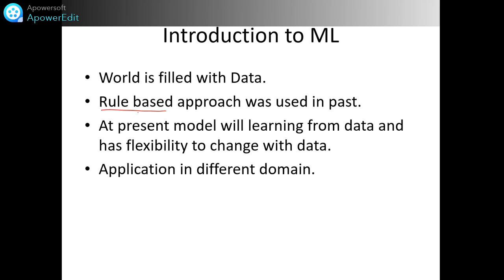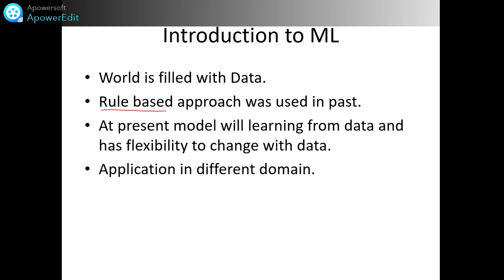But at present, the model is learned from the data and has the flexibility to change with data. So nowadays when machine learning algorithms are used, we can train our model, and these models are also flexible, so according to the change in data they can adapt themselves. Many application domains are there, like signal classification, image classification, face recognition, and speech recognition. These are some common applications.